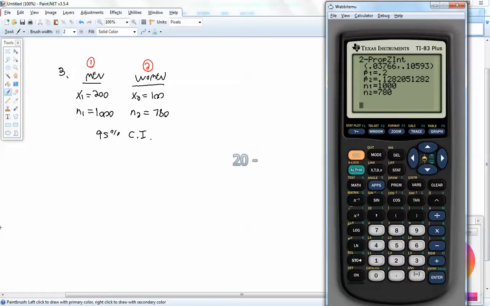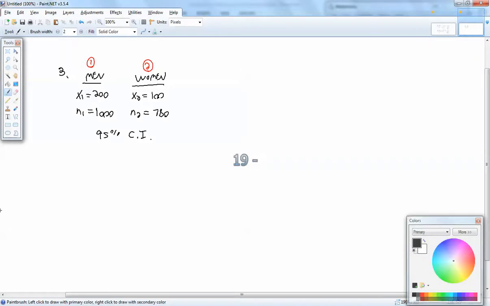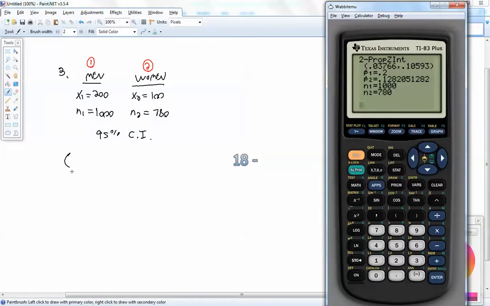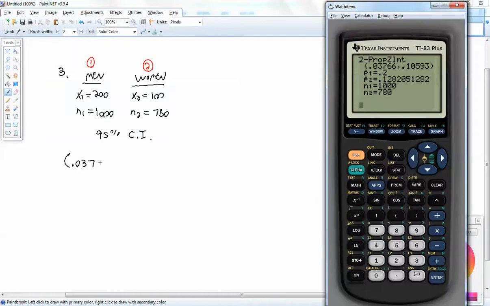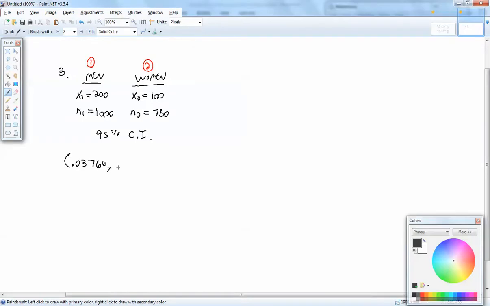And we're going to get, get my pen to work. There we go. 0.03766, comma, 0.10593. And that would be our answer. Now this is a 95% confidence interval for the difference between men and women. So we're subtracting these. This isn't like these combined together. It's the difference between them.